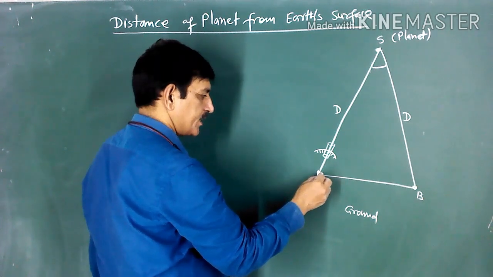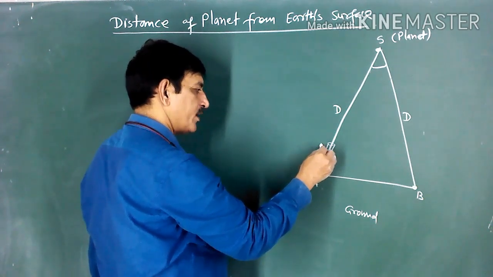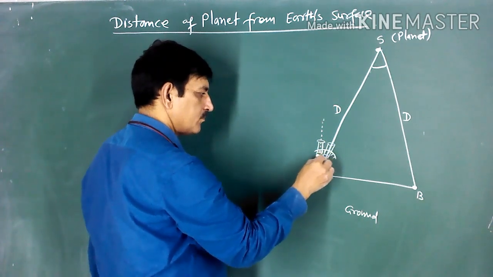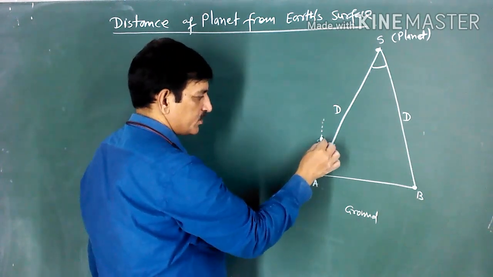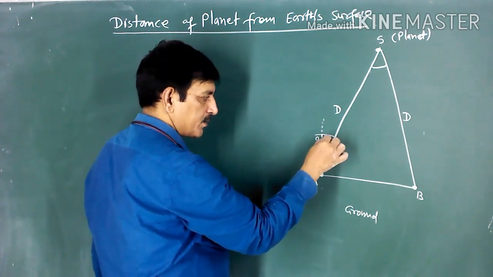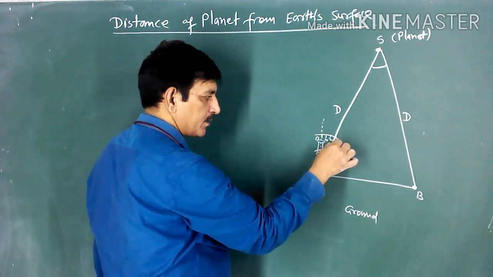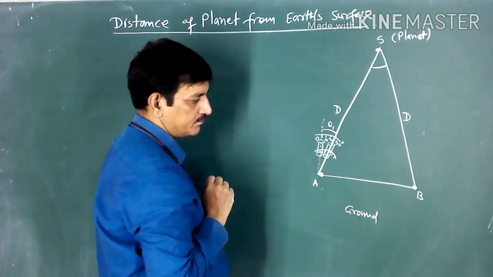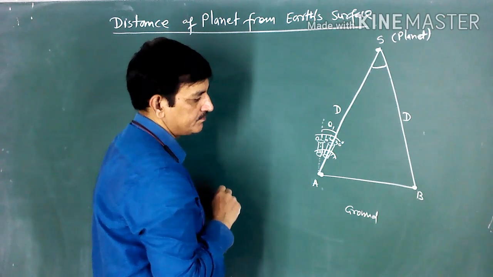First of all, we will take the reading of the telescope when it is in vertical position here. So this position will give on a scale 0 degree, this may be 10 degree, 20 degree, this may be 30 degree. Suppose this angle is 30 degree. Suppose it is theta 1. Theta 1 is 30 degree.